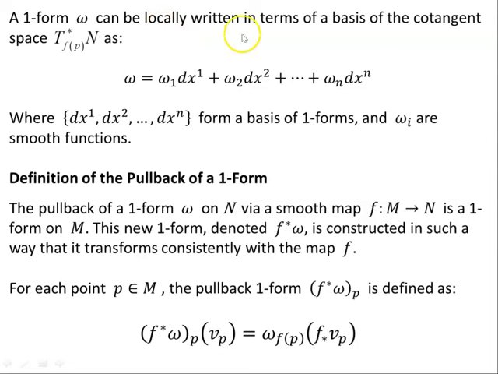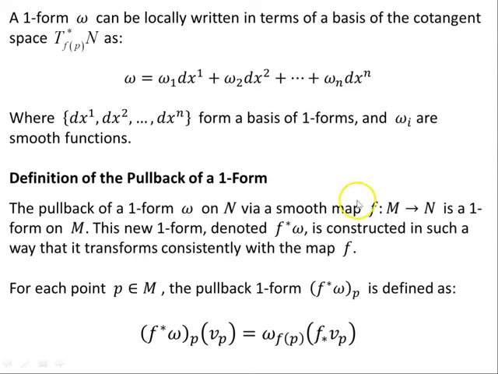Now a one form omega can be locally written in terms of a basis of the cotangent space. Remember the asterisk up the top indicates a cotangent or dual space. At f of p in N, omega is omega_1 dx^1 plus omega_2 dx^2 plus and so on up to omega_n dx^n, where dx^1, dx^2, up to dx^n form a basis of one forms and the omega_i are smooth functions. Now the pullback of a one form omega on N, that's taking it from the cotangent space at N to the cotangent space at M via a smooth map f from M to N, is a one form on M.